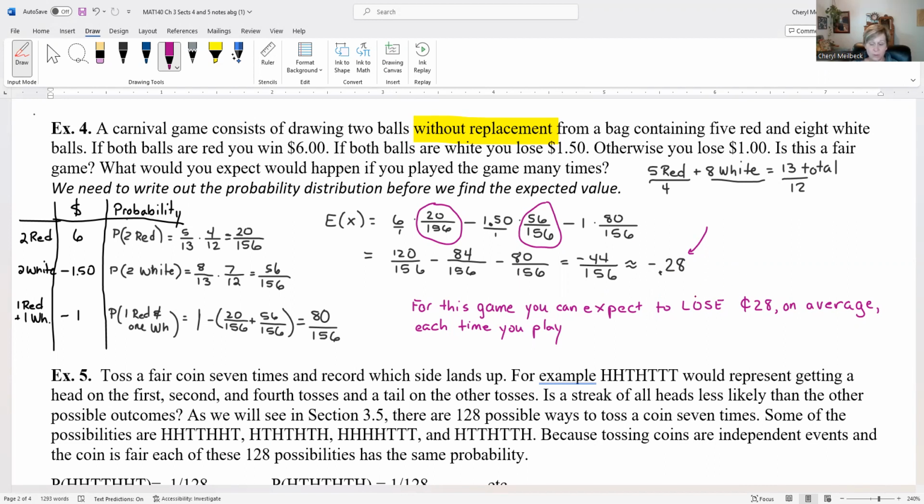So what we wind up with here is a negative 0.28. To interpret that, we would say for this game, you can expect to lose 28 cents on average each time you play. Of course, you're losing because your expected value is negative. Let's go on to our next example.